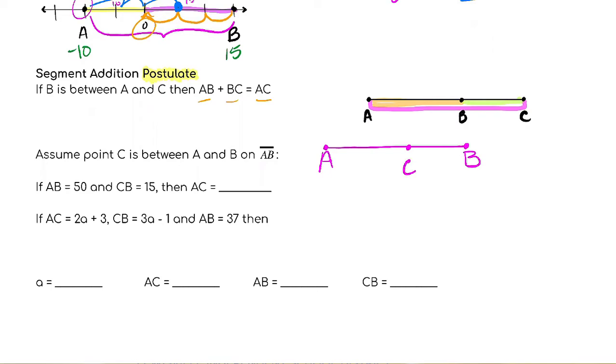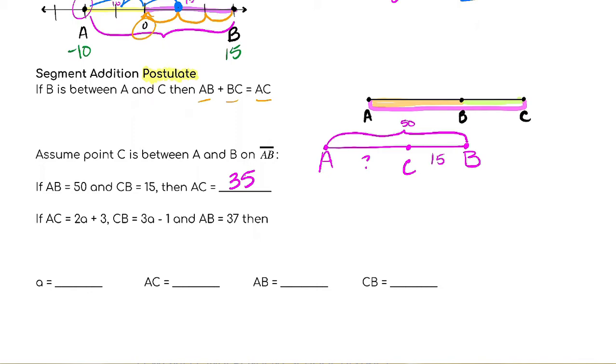somewhere between. It says that AB is 50. And CB is 15. And it says, what's AC? So in order to do this question, we'll just be subtracting 50 minus 15. So that's going to give me 35. There was no algebra involved in that one, so pretty easy to do.